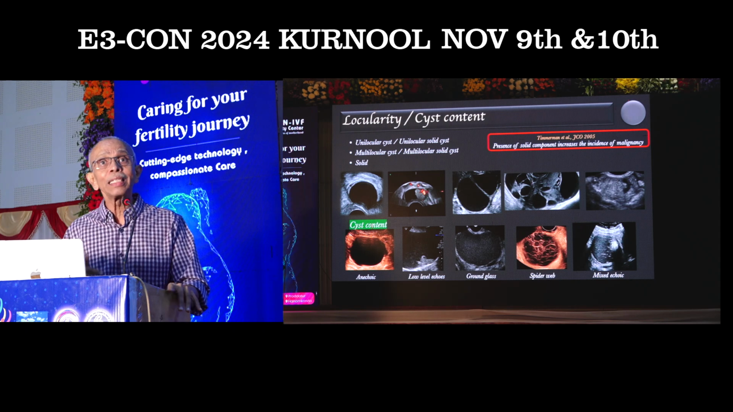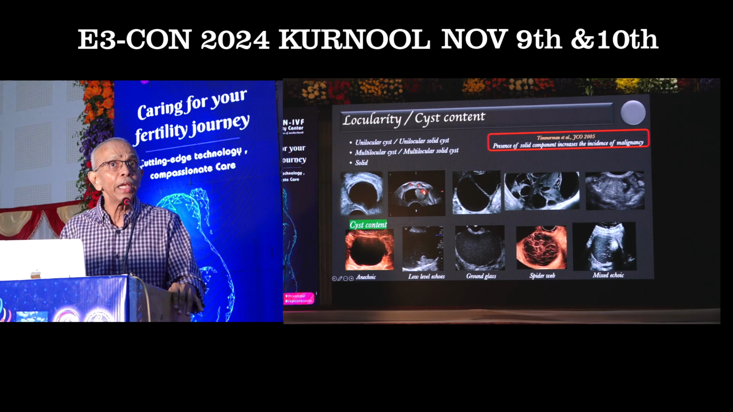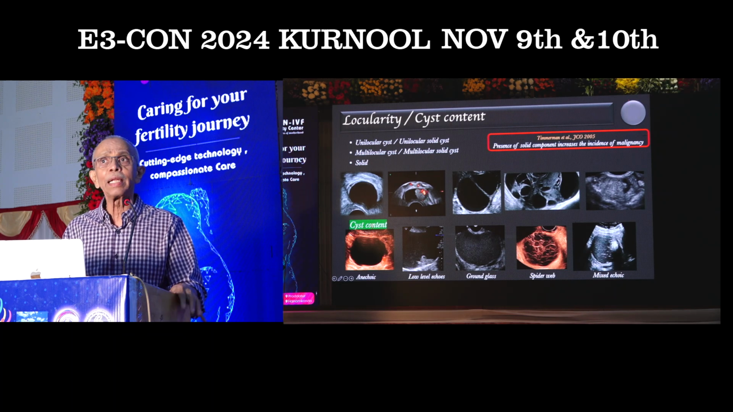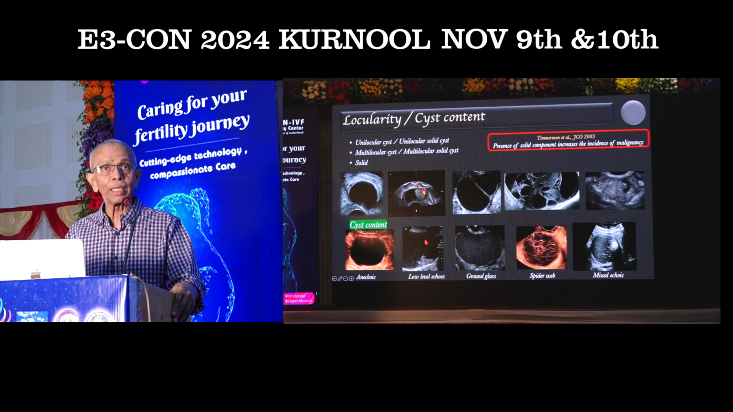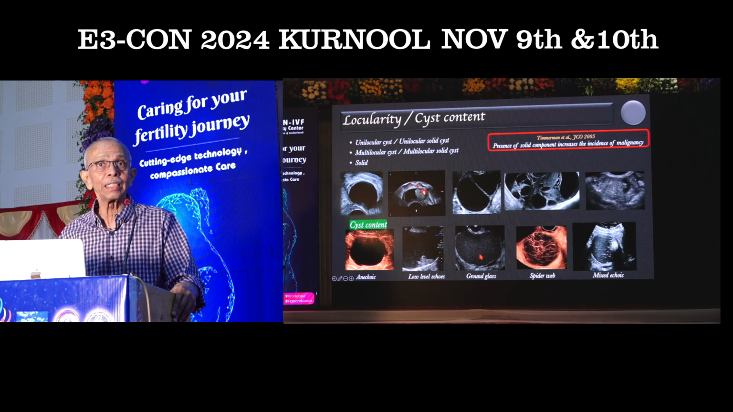Now, coming to the cyst content. The cyst content can be absolutely anechoic, that is, you don't find any echoes within the cyst, then you call it an anechoic cyst, or you may have low-level echoes like this, as you can see here, and then it can be a ground glass appearance. This is another classical example wherein you may have a ground glass cystic content.